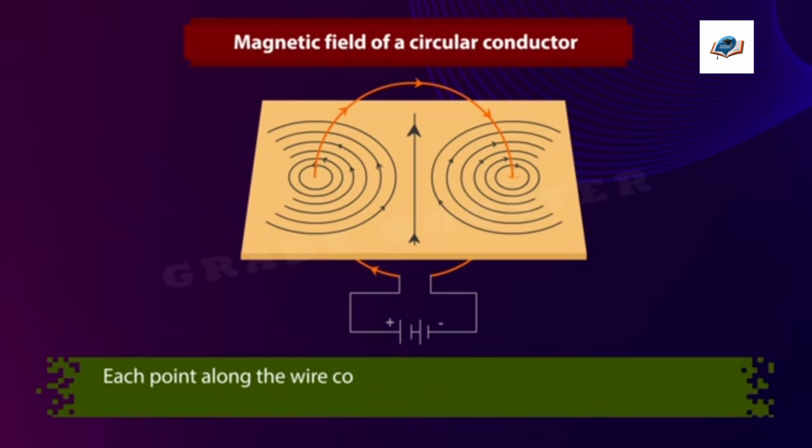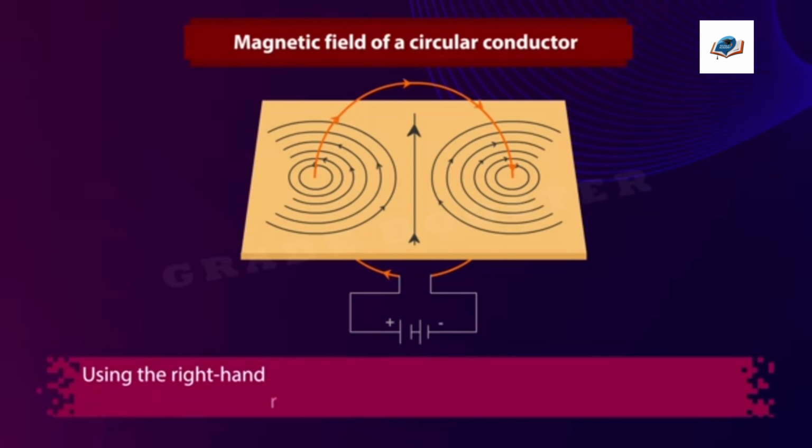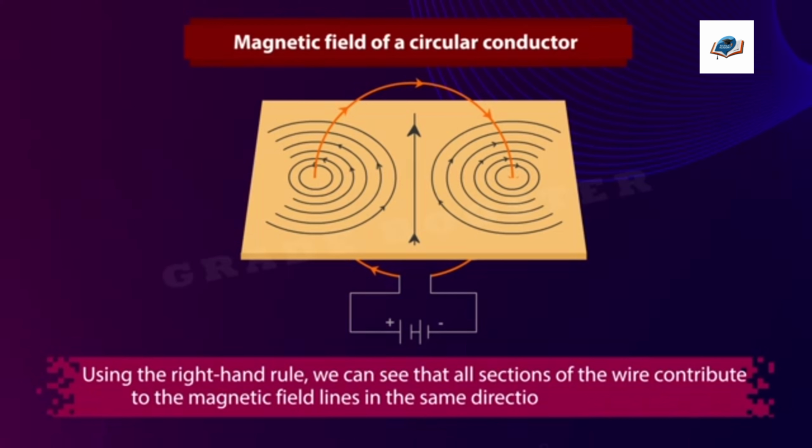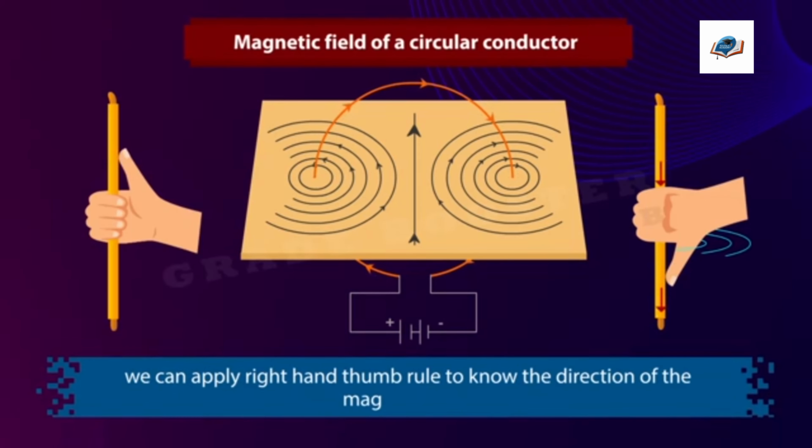Each point along the wire contributes to these straight magnetic field lines at the center. Using the right hand rule, we can see that all sections of the wire contribute to the magnetic field lines in the same direction within the loop. We can apply the right hand thumb rule to know the direction of the magnetic field.